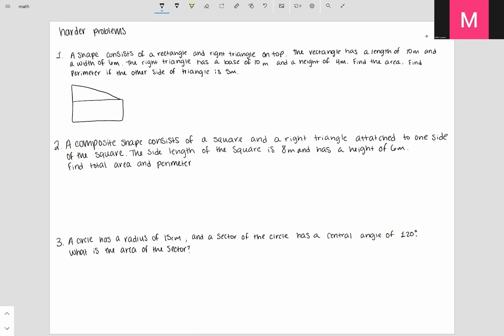And the rectangle has a length of 10 meters and a width of 6 meters, which means the bottom of this part of the triangle will also be 10 meters. The right triangle has a base of 10 meters and a height of 4 meters. Find the area and find the perimeter if the other side of the triangle is 5 meters.